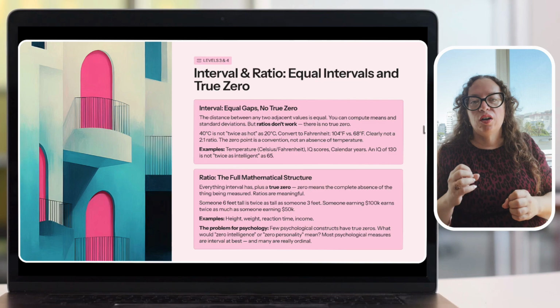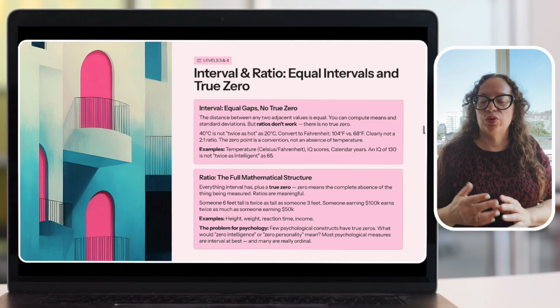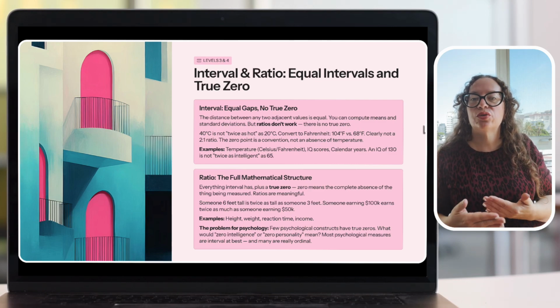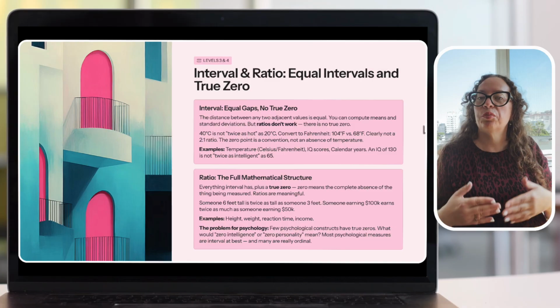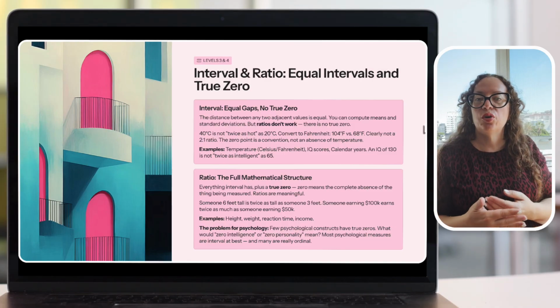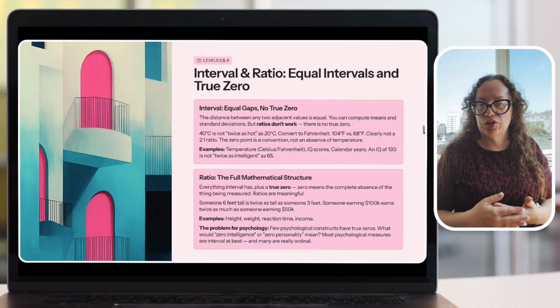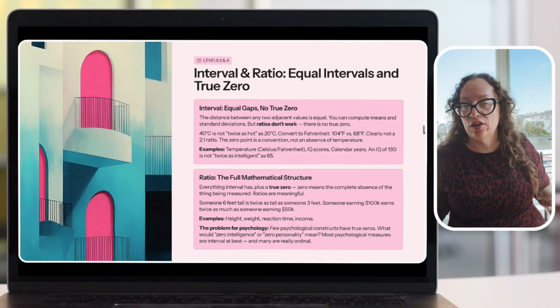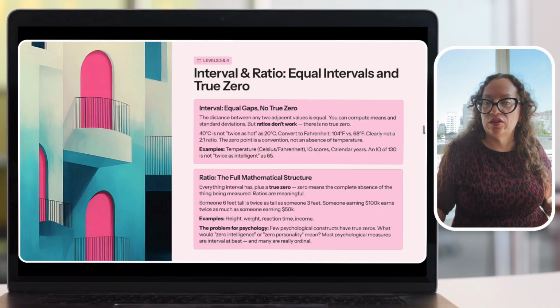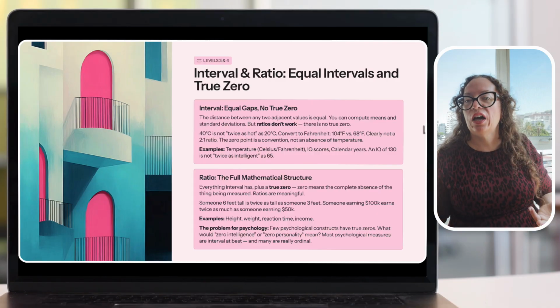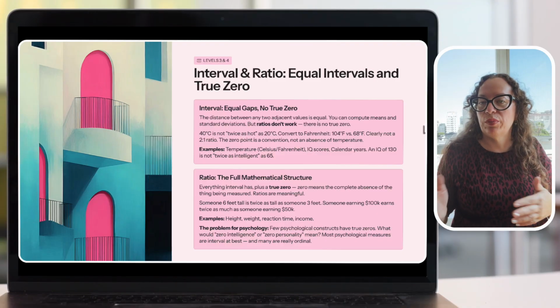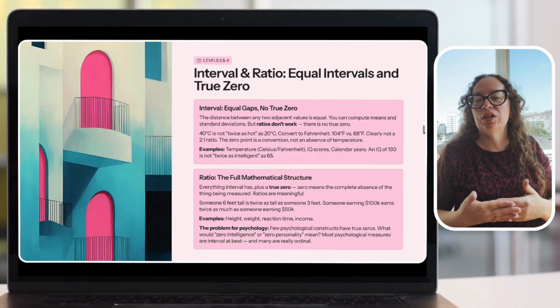Okay. The highest level of measurement is ratio, highest meaning most complex. Ratio scales have everything interval scales have, plus a true 0 point. So 0 means the complete absence of the thing being measured. Height, 0 height means no height at all. 0 weight means no weight. 0 reaction time means no time passed. 0 income literally means 0 income.